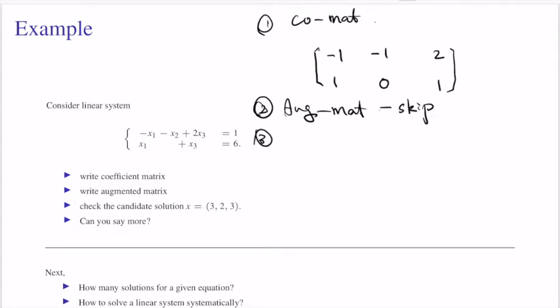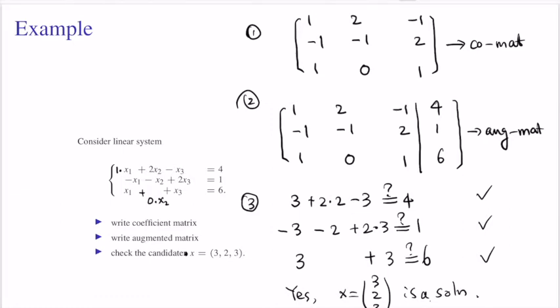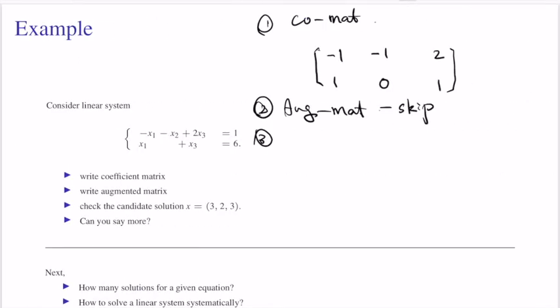Number 3, we can check the solution. We have 3 equations to test, and in the previous example, it passed all 3 tests. Now, here, because we have 2 equations, we only need 2 tests. And if this candidate solution can pass all 3 tests, of course, it can pass any 2 of them. So the answer is yes, too.